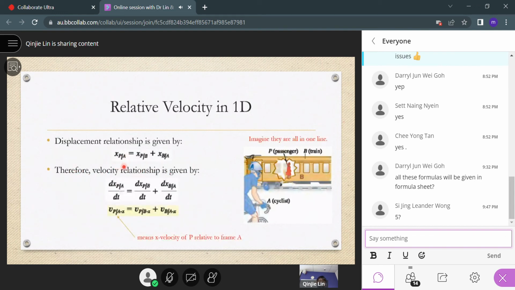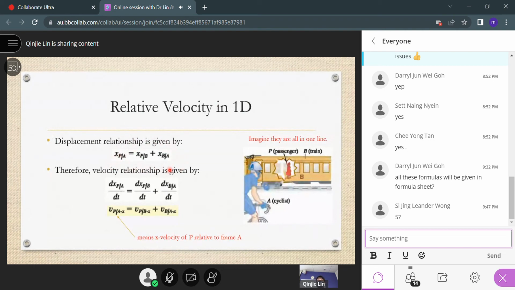Okay, so the relationship is actually given by this. We start with 1D first, which is this image, not very well illustrated. 1D means straight line, right? So you imagine this cyclist is behind the train. So you have train, passenger, and cyclist behind the train. They are all in one line. The displacement relationship is given by this formula.